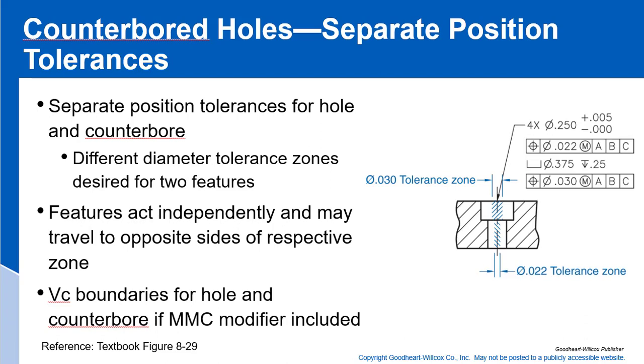Now, what if we use separate position tolerances? Separate position tolerances for the hole and counterbore are used when different diameter tolerance zones are desired for the two features. The features act independently and may travel to opposite sides of their respective tolerance zones. And there are virtual conditions if an MMC modifier is included. So here we're controlling the counterbore to one position tolerance within the same datum reference frame, and the hole to the other one.